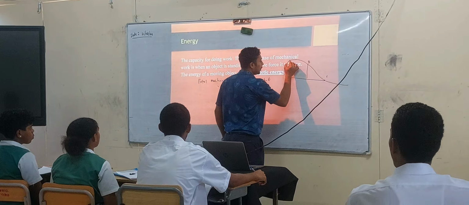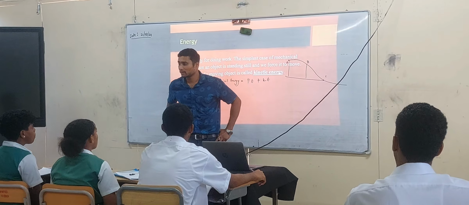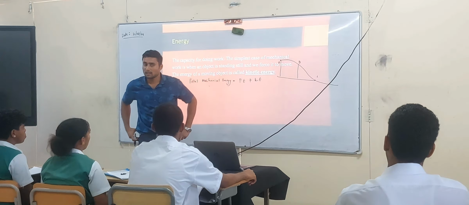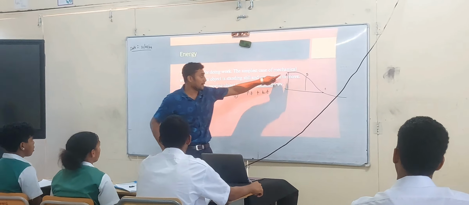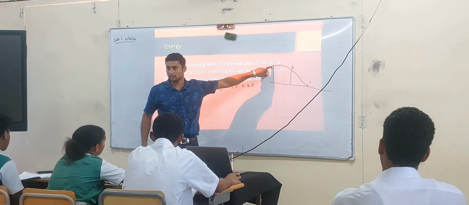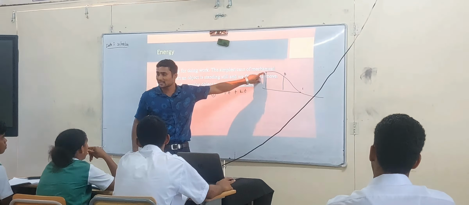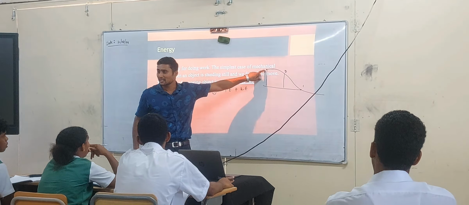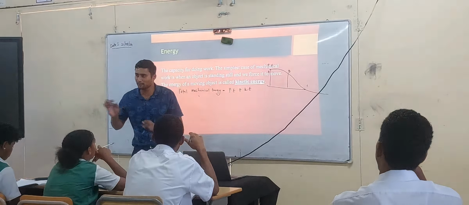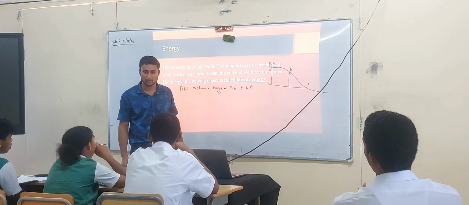Now, what energy will the object at A have? Remember, this object is not moving at point A. So which energy does that object have? It will only have potential energy because it's not moving. Something that is not moving cannot have kinetic energy.